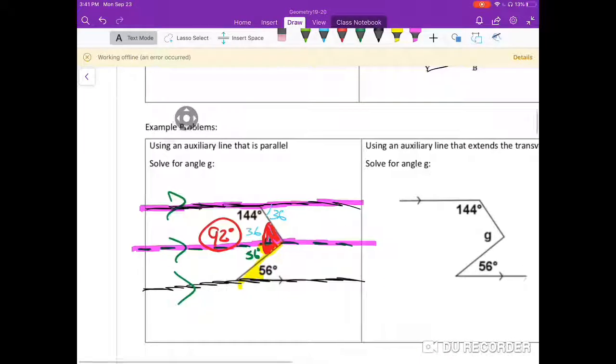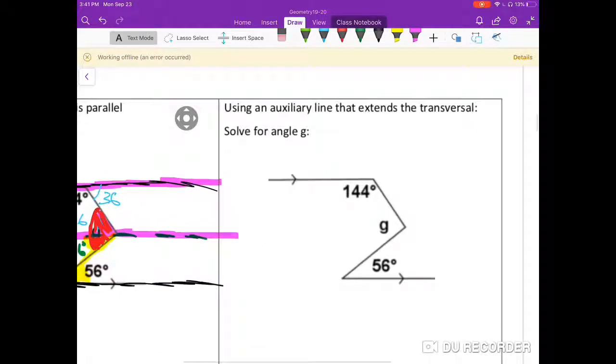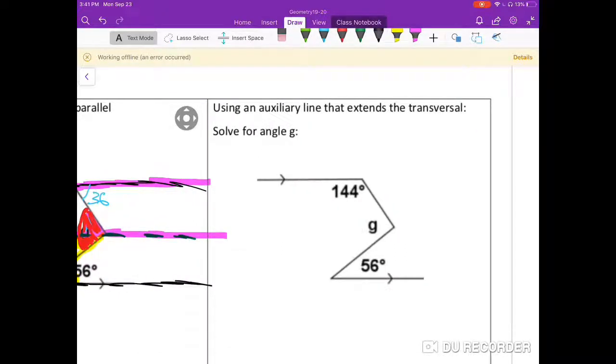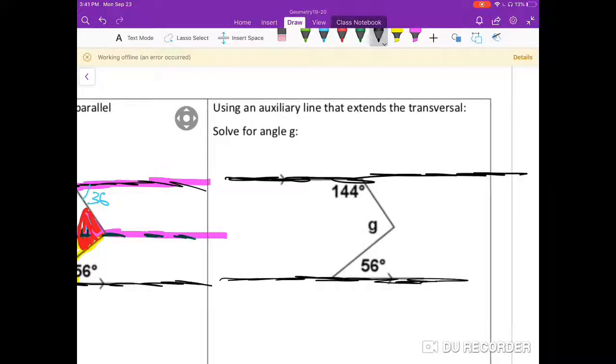Another way we can use an auxiliary line is we can extend a transversal and use triangle theorems to solve this. So I'm going to start the same way. I'm going to extend both of these parallel lines. If you notice, it's the same problem. I'm just going to give you a different way to do it. And then this time, instead of drawing an auxiliary line down the middle, I'm actually going to extend this transversal down here all the way up so it touches both. So something like this would make this problem a little bit easier.